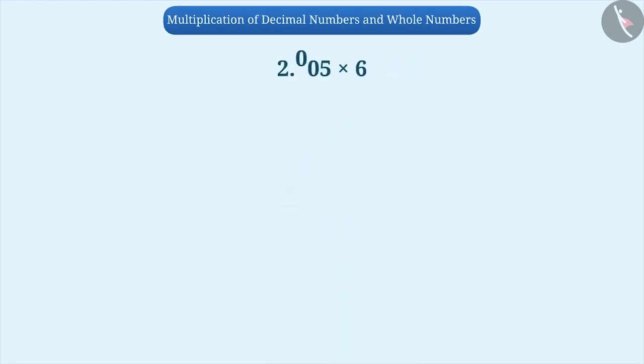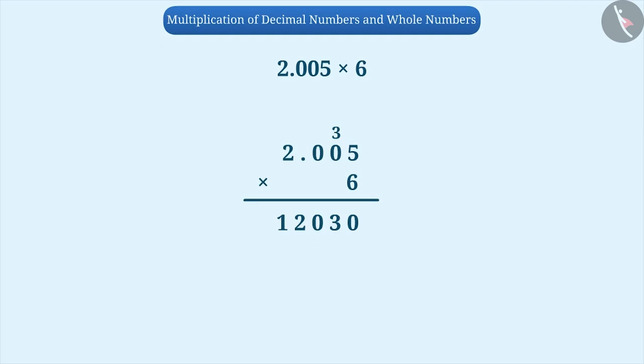Similarly, can you obtain the value of 2.005 multiplied by 6? Pause the video and try to solve this. First, we will write the given numbers one below the other. Then, we will multiply them the same way we multiply whole numbers. Now we can see that in the given numbers, the number of digits after the decimal point is 3 plus 0 is equal to 3. So, in the result, we will place the decimal point by counting 3 digits from the right side. Therefore, the result obtained will be 12.030, or this can also be written as 12.03.